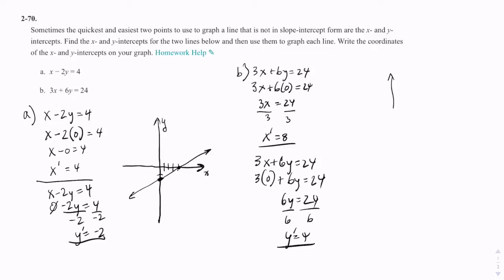And to graph that, we can do that quickly. X, y. X-intercept's 8. 1, 2, 3, 4, 5, 6, 7, 8. And y-intercept is 4. 1, 2, 3, 4. And then we just draw a line through those 2 points. And you can quickly see that using x and y intercepts to graph lines is a pretty convenient way.